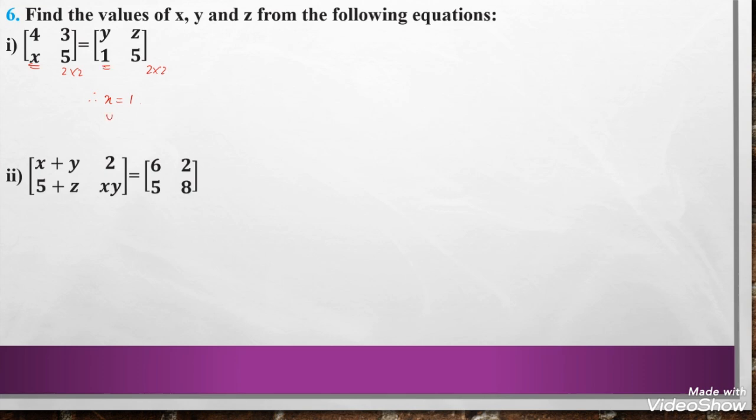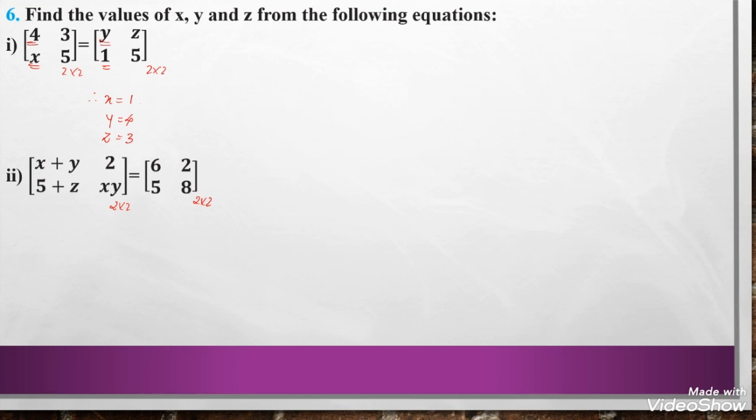Then what about y? y is equal to 4, by the corresponding position in the matrix. Again, z becomes 3. Simply, the values are x is equal to 1, y is equal to 4, and z is equal to 3. Now, for the second question, using the equality of matrices, just compare the order of the matrices. Both matrices have the same order, 2 cross 2 as well as 2 cross 2.